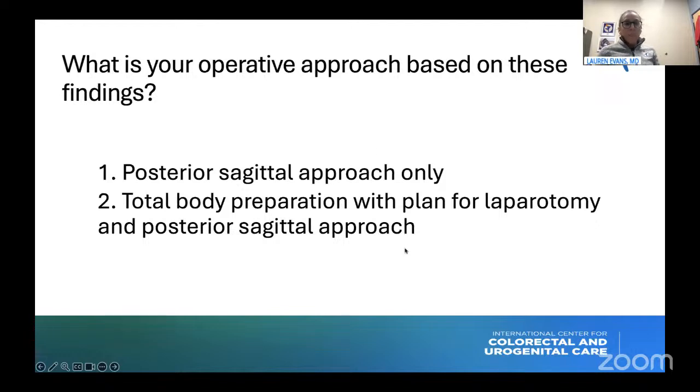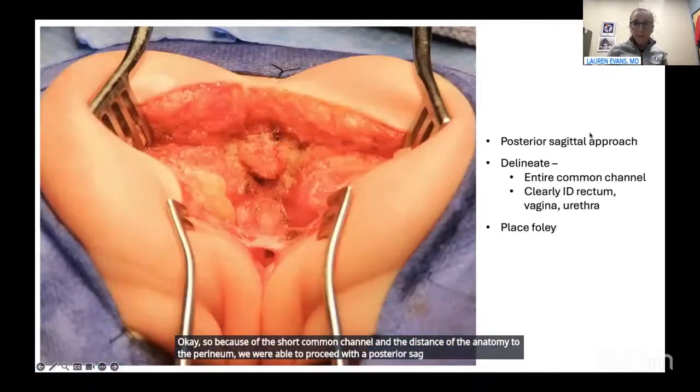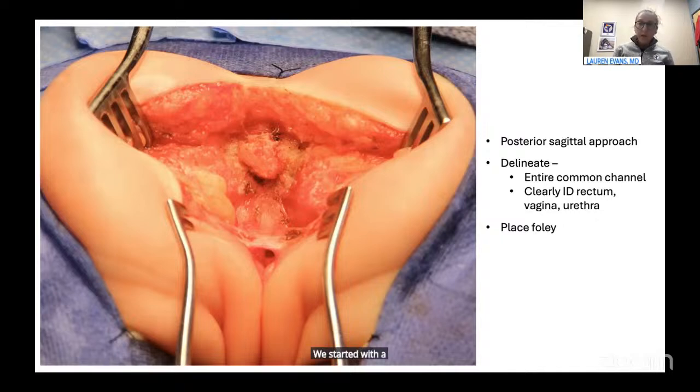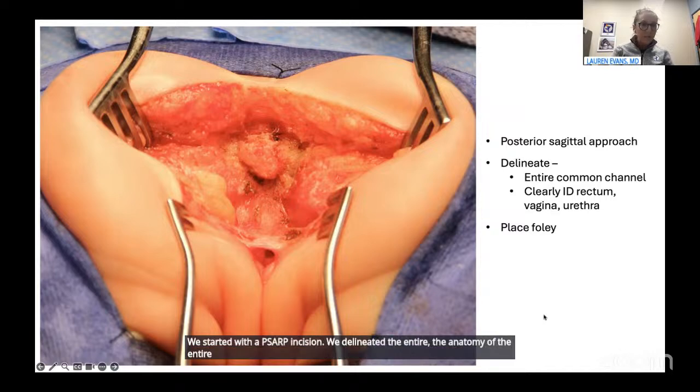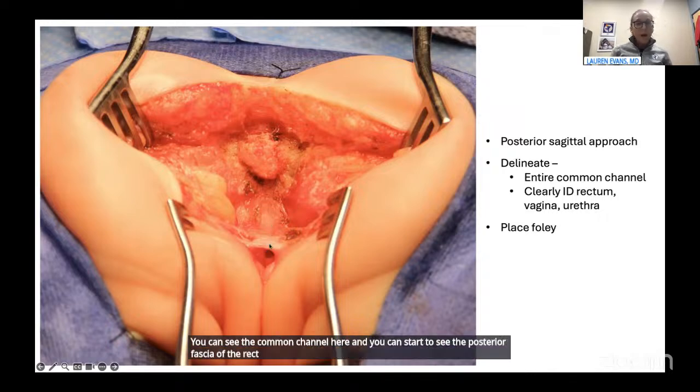Okay, so because of the short common channel and the distance of the anatomy to the perineum, we were able to proceed with a posterior sagittal approach only. So we started with a PSARP incision. We delineated the anatomy of the entire common channel and clearly identified the rectum, vagina, and urethra. You can see the common channel here, and you can start to see the posterior fascia of the rectum here. And we had urology place a Foley.